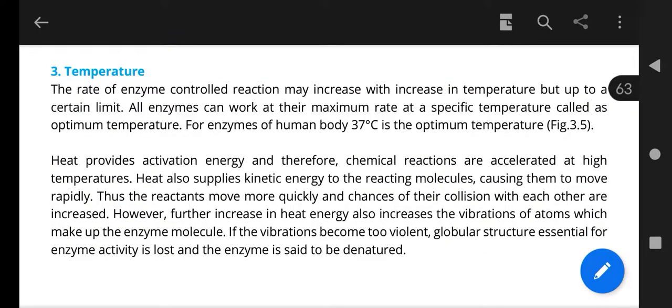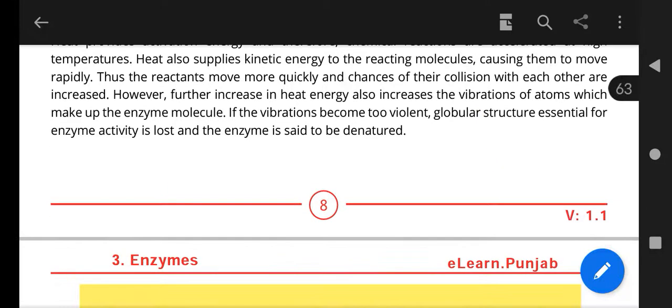Temperature. As we know, temperature is very important in any chemical reaction. So for enzymes, a specific temperature can increase the rate of reaction. Every enzyme has an optimum temperature. Optimum temperature means the temperature at which it works maximum. What happens when we heat any chemical reaction is that we are giving activation energy, and after that the kinetic energy increases, and molecules collide, and they increase the rate of reaction, and vibration becomes more violent, and after a specific limit the enzyme can be denatured.